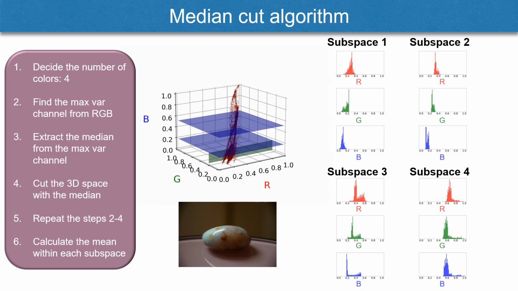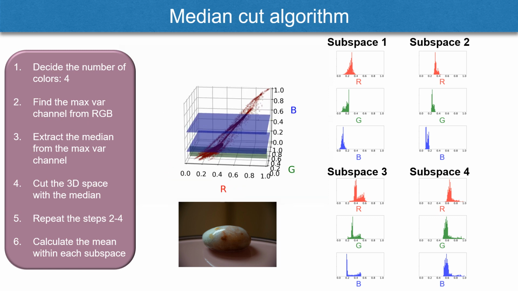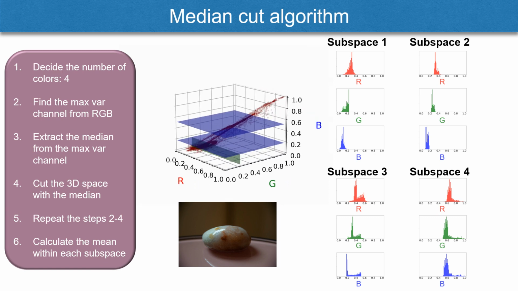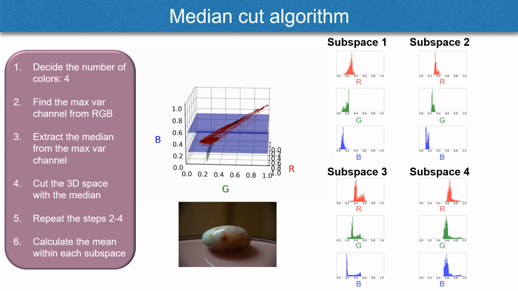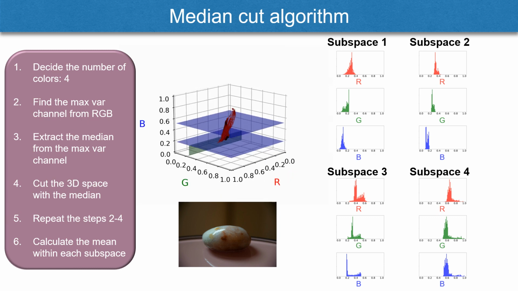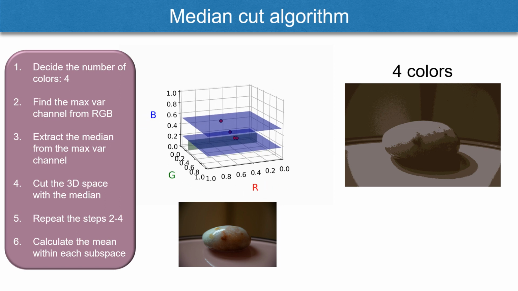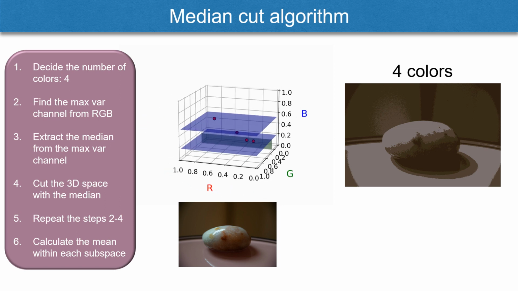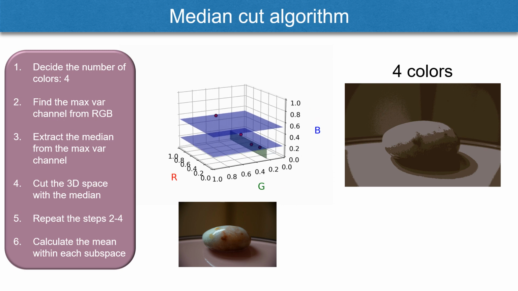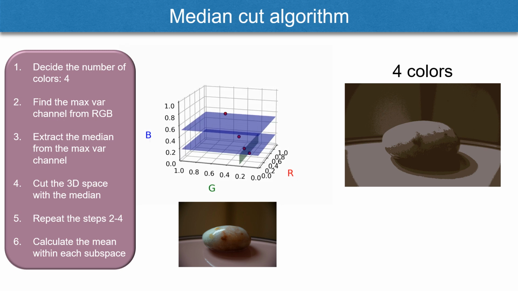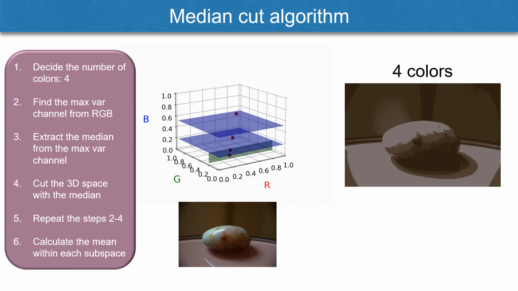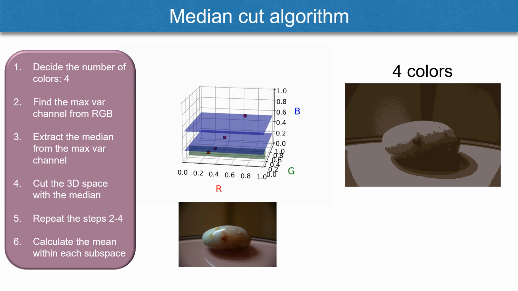Finally, the last step is to take the mean value within each subspace and apply this value to all points in the subspace. This is the image visualized using only 4 colors, but you can still recognize the scene structure because the local gradient direction of the image is relatively unchanged.